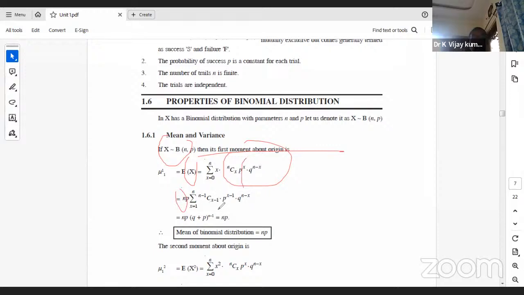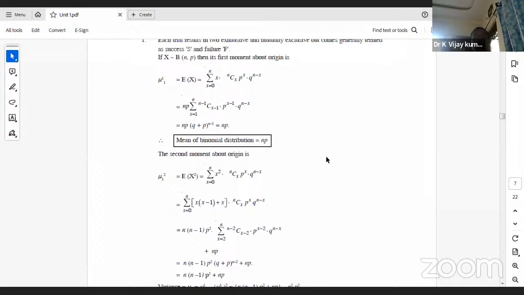Taking summation from x equal to 1 to n, with n minus 1 choose x minus 1, p power x minus 1, q power n minus x. After simplification, np times the quantity q plus p, whole power n minus 1. Since q plus p is 1, this cancels, equal to np. So the mean of the binomial distribution is np.